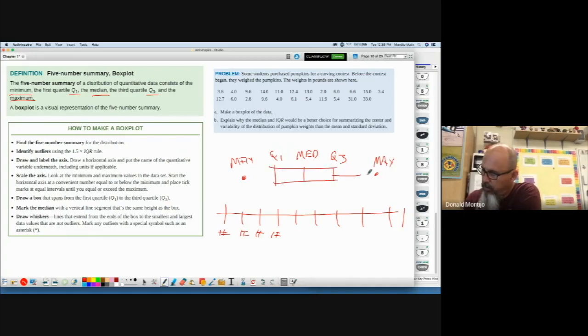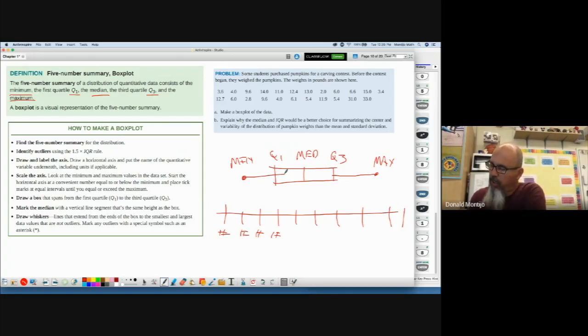Box, whiskers. Okay? So that's what, in general, a box plot is going to look like. To make a box plot, we must have the 5-number summary, which is listed here: min, Q1, median, Q3, max. Okay. So how do we make a box plot? Just like we showed here.